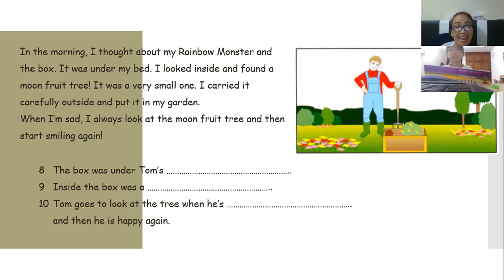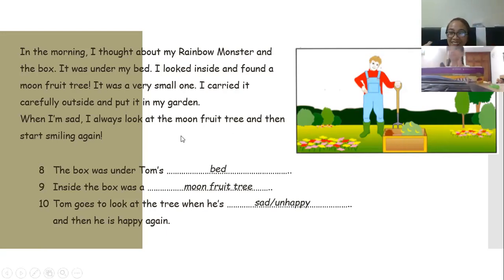Start smiling again. Okay, number 8, baby. The box lay under Tom's bed. Yay! Next. Inside the box was a moon fruit tree. Very good. Next. So he looked at the tree when he was sad. Yes, and then? And then he is happy again. Yeah, good job. Do you like our story?